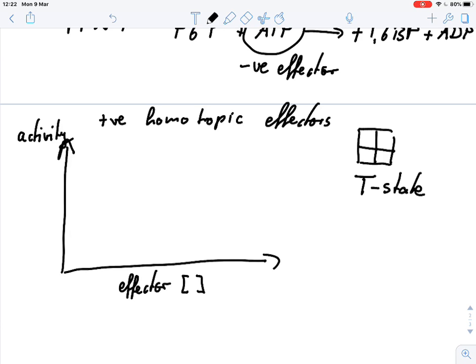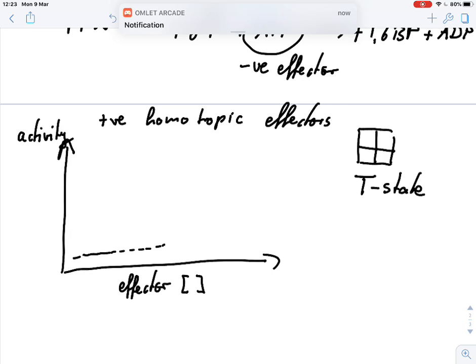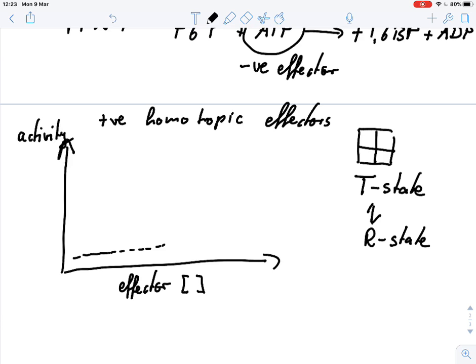T stands for tense, and you know that from yourself. If you are tense, you don't want to bind anything, right? So at very low concentrations of the effector, the enzyme is not terribly active. So it's probably going like here. However, if you add more and more effector, the T state can change into an R state. This is the far more relaxed state. Yes, it's good. Life is good. Hey, bring on the substrates. That's not a big problem. Come on. Good stuff.